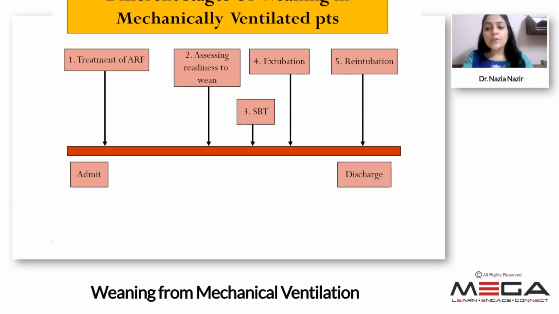From admission to discharge, there are various stages of weaning in a mechanically ventilated patient. Starting from the treatment of the underlying cause for which the patient was first put on mechanical ventilation, then you have to assess for readiness of weaning, then give spontaneous breathing trials, and if they are successful, proceed to extubation, and if extubation fails, then reintubation.